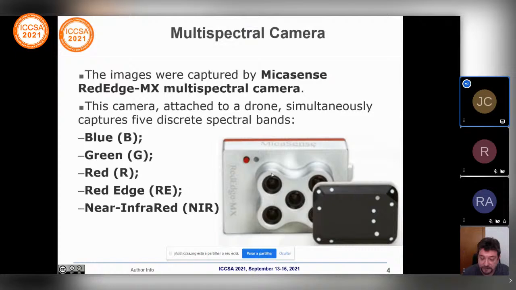The price is very high. I think it's like 3 million. No, like 13,000 probably. I don't know. Wow. But it's very high because normal cameras just have the blue, green, and red sensors, and this one has two more: the red edge and the near infrared.